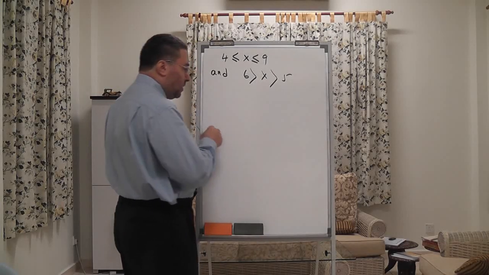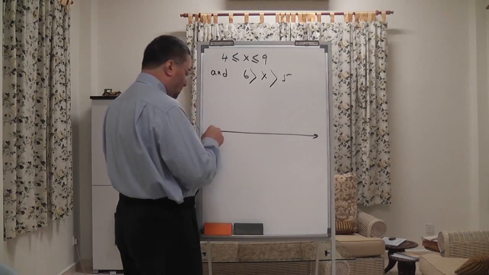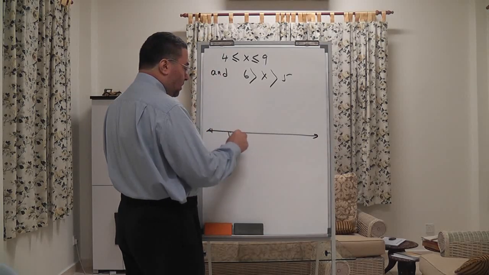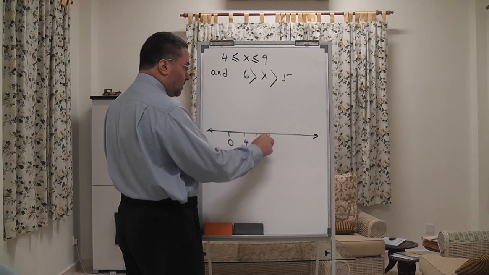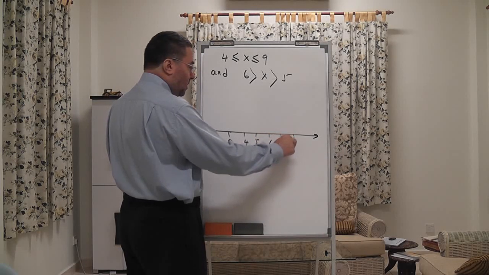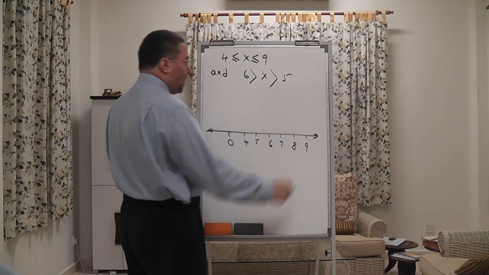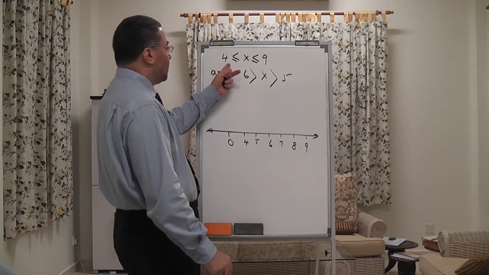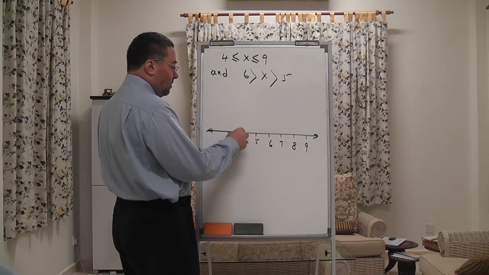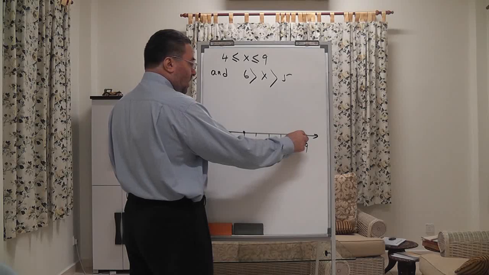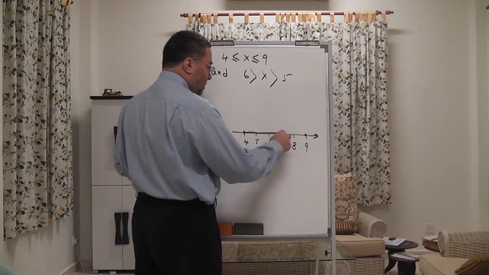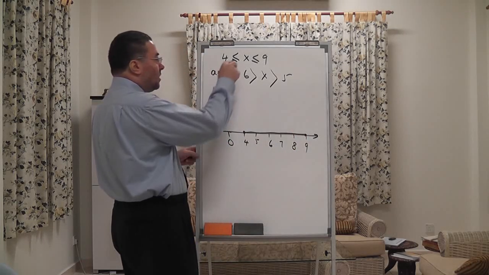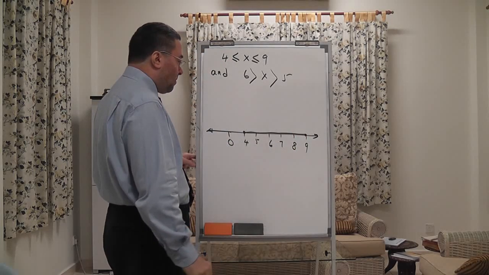The first graph will be, we put our 0 here, and we start with 4, 5, 6, 7, 8, 9. In the first situation, x is between 4 and 9, including 4 and 9. So this is our graph for this inequality.